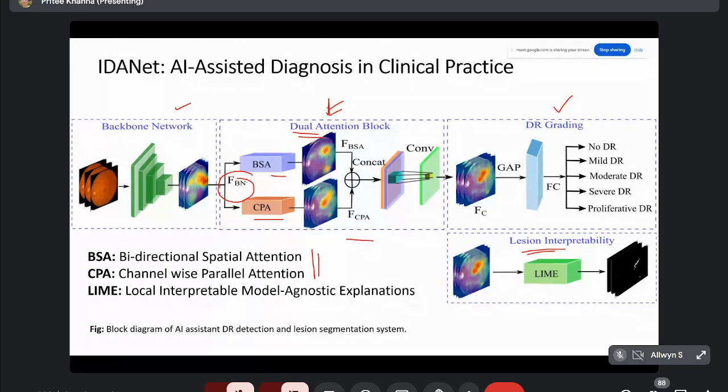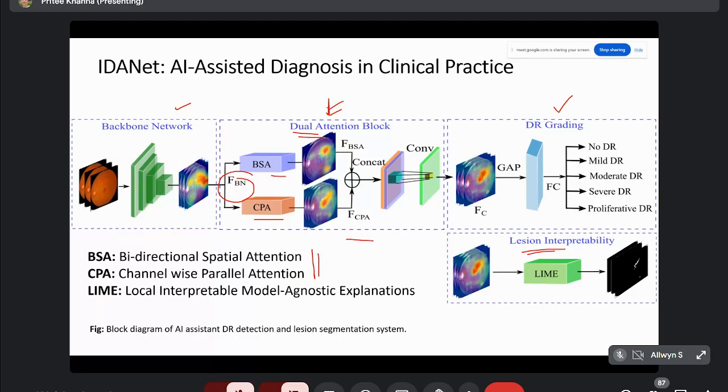The BSA block redistributes spatial pixel weights by aggregating row and column wise pooled feature information to extract the contextual information. While the CPA block, I will show you the details of these blocks, uses parallel branches of the global max and global average pooling to excite the channel contextual information, and it pays attention to important channel information, right?